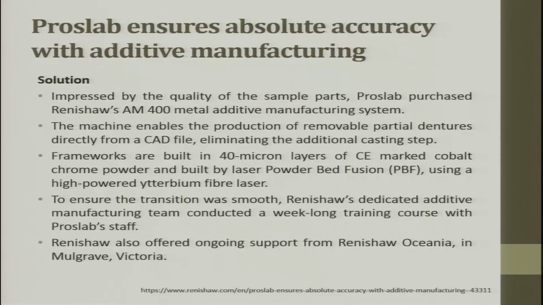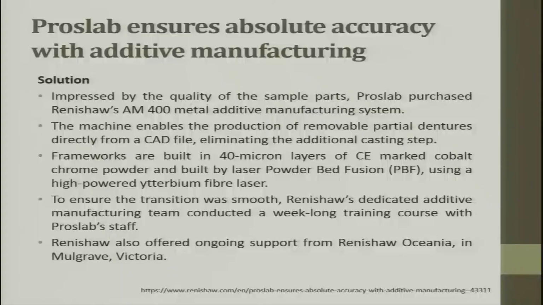Looking into the cost, however, the raw material cost is still high when you talk about metal parts. Even today it is expensive, but all the companies have come forward to accept third party powders. The moment there is a third party powder available, then with the business competition, the prices are getting slashed down. Impressed by the quality of the sample part, Proslab purchased Renesha AM4 metal additive manufacturing system.